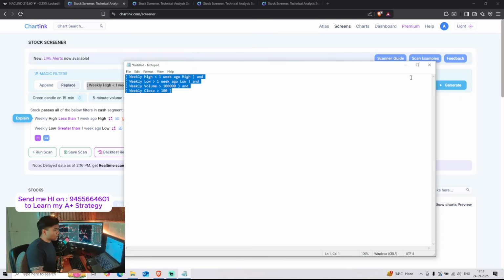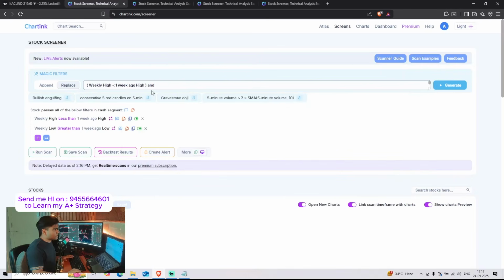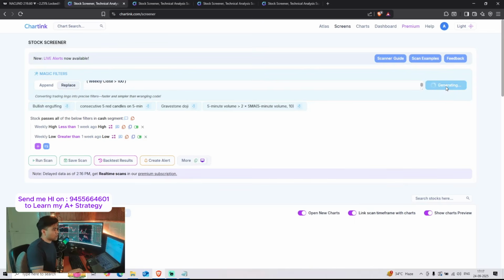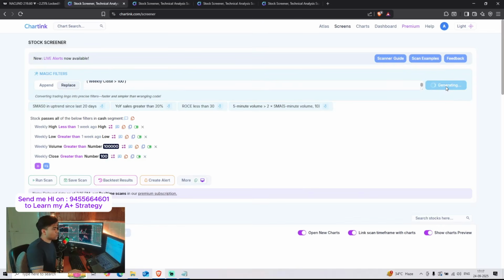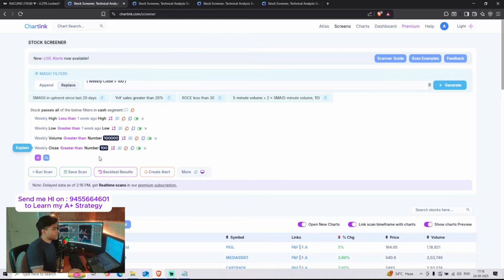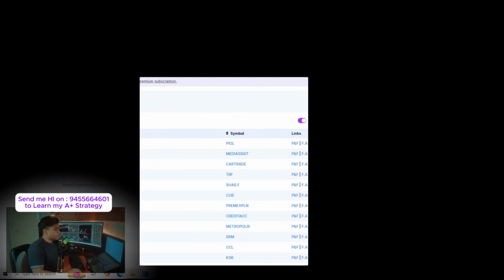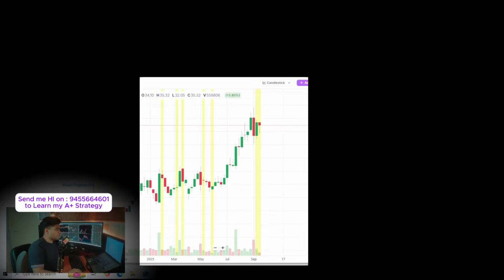So Control C on this code right here, and in this space you just need to paste it and click on the generate button. The moment you click on the generate button, it will come out like this, and you can run the scan, and there will be a lot of inside bar setups here.